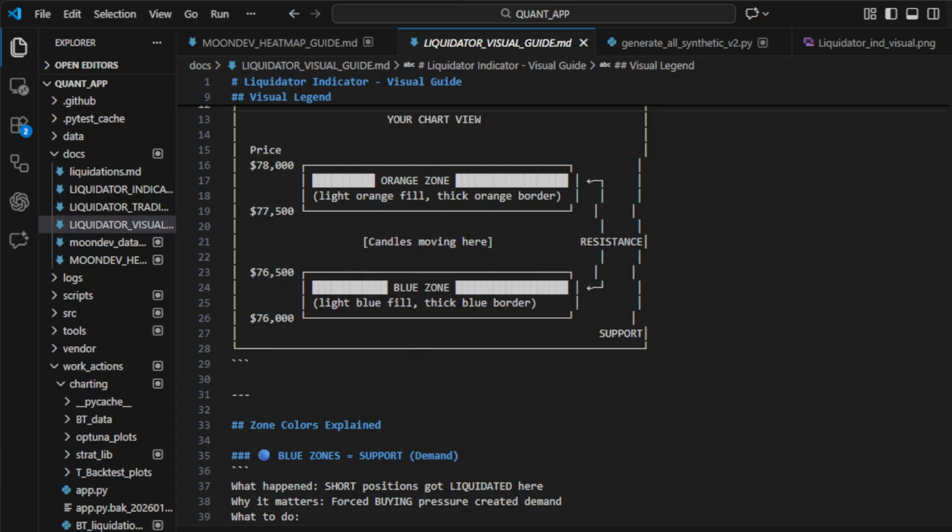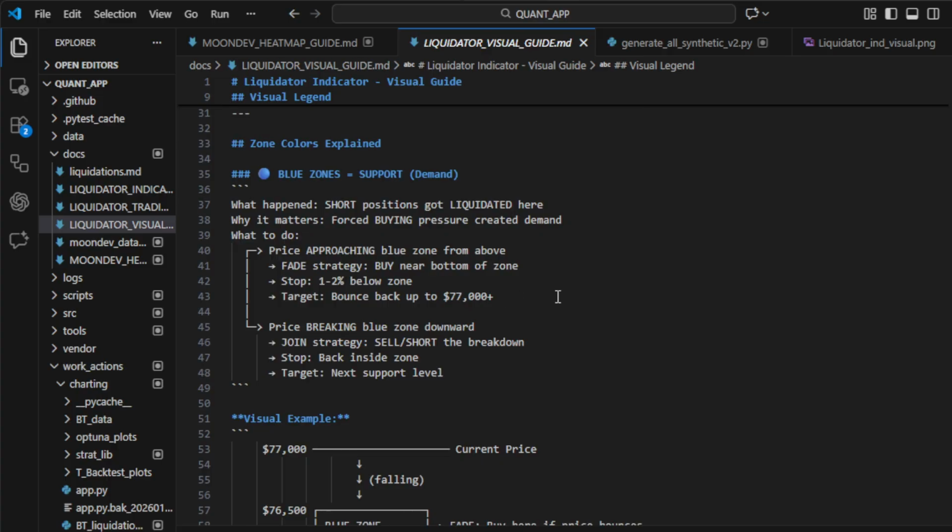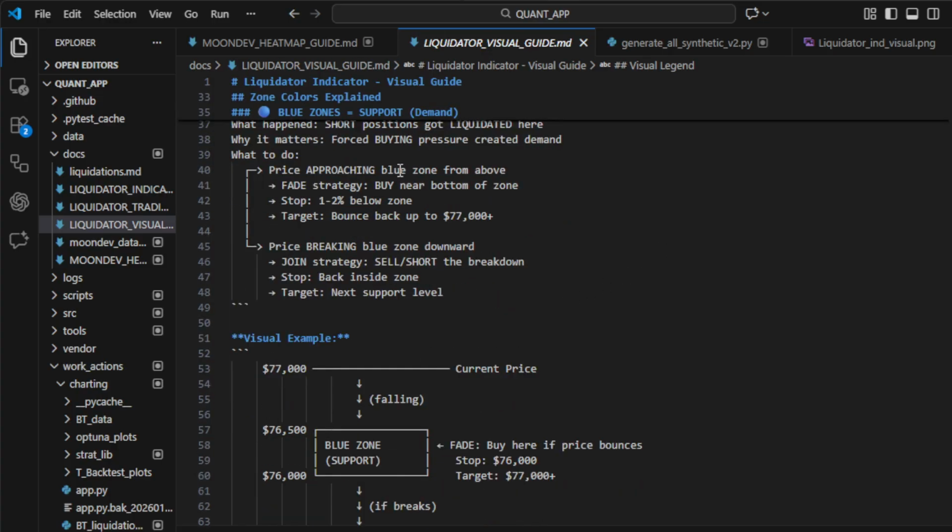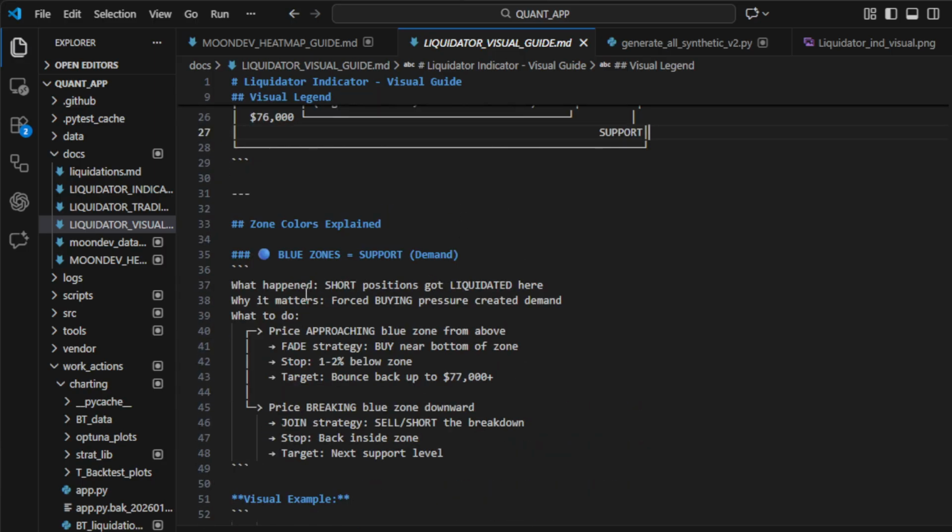Zone colors explained. Blue zone: support, demand. If it wants to go, yes, it's going. So what happened? Oh, I'm sorry, I'm a little bit far. What happened? Short positions got liquidated here. Why it matters: forced buying pressure created demand. What to do: price approaching blue zone from above. Fade strategy, buy near bottom of zone. Stop 1-2% below the zone. Target: bounce back up to 77,000 plus.